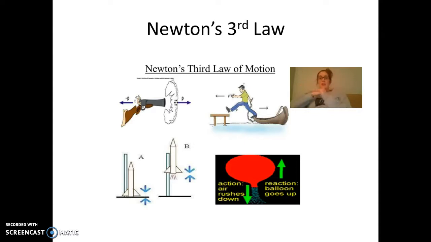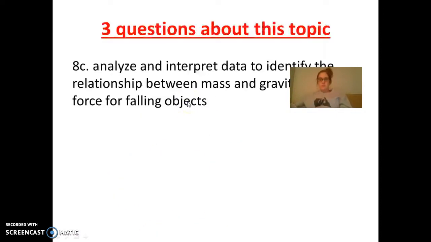So if you punch the wall with 100 newtons of force, the wall is going to push back on you with 100 newtons of force. Okay? If you push down on the table with 25 newtons of force, the table is going to push back on you with 25 newtons of force. So equal and opposite, those are the key words there. And you can see that in these 4 pictures on the screen.